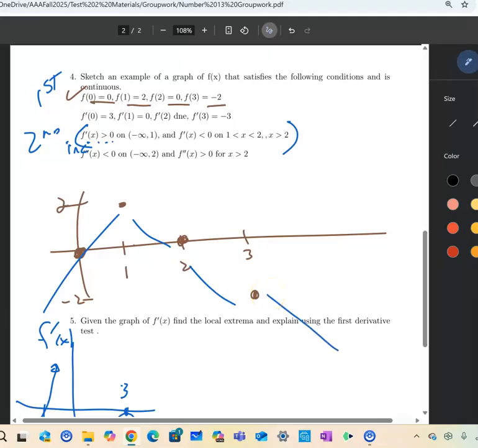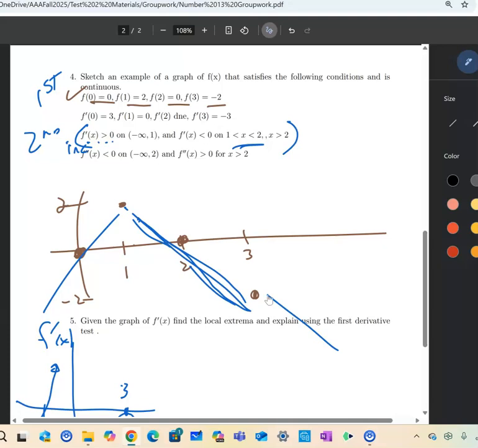Oh, hold on. Did I miss something? Negative infinity to 1, decreasing. 1 to 1. Oh, yeah, all the way to 2. Oh, sorry about that. I missed that. 1 to 2, and then 2 to 3. Okay, so getting the ups and downs is a big deal.